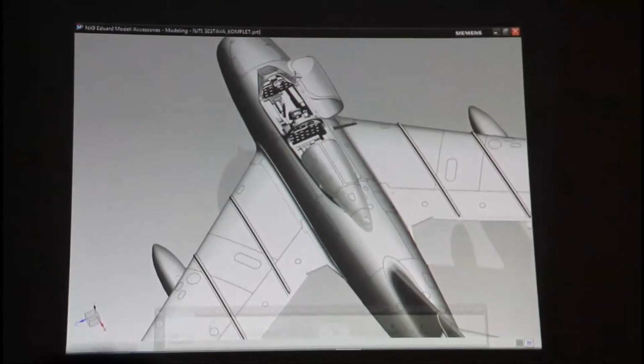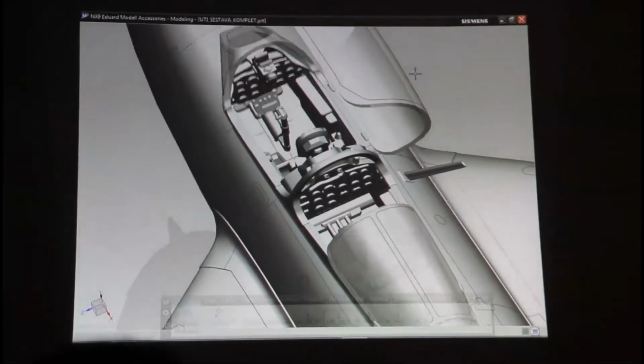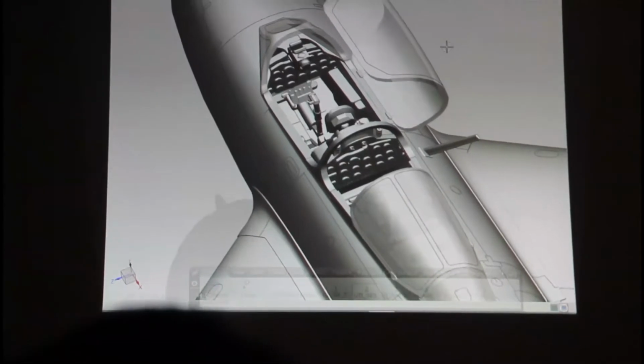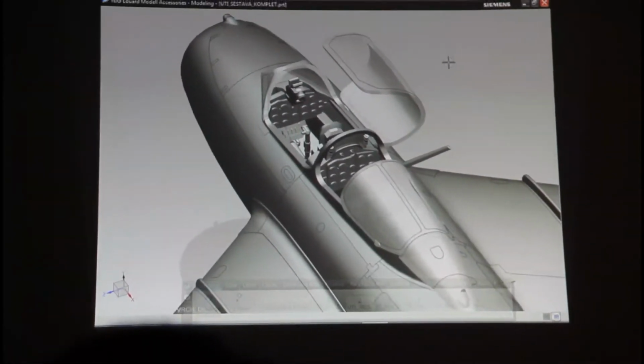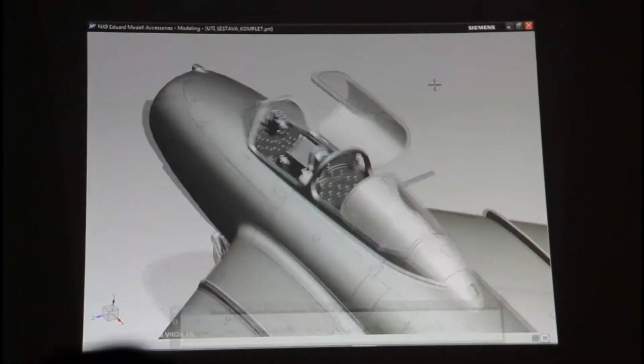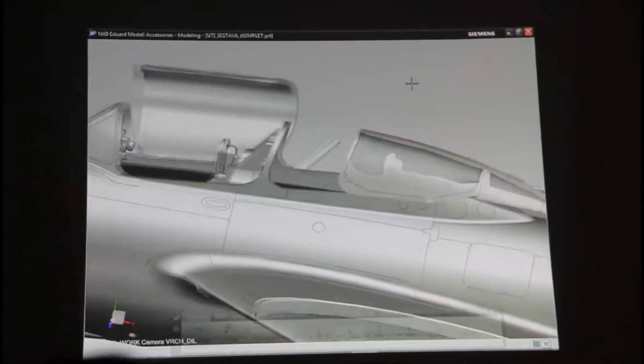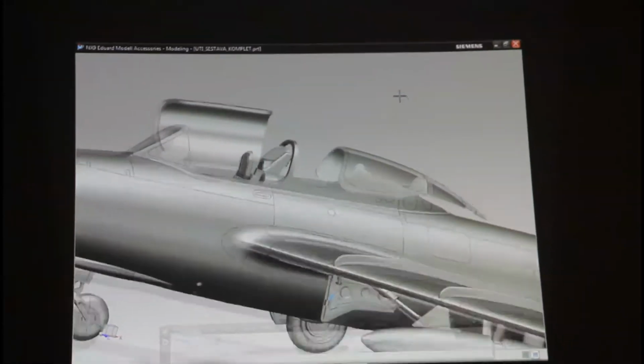And when will this one be available? 48. This one in July, June. Never say never.